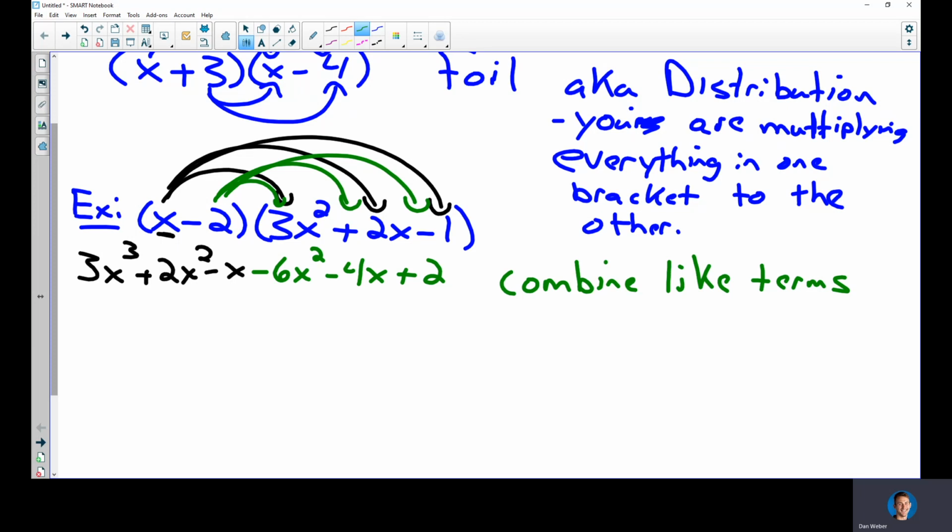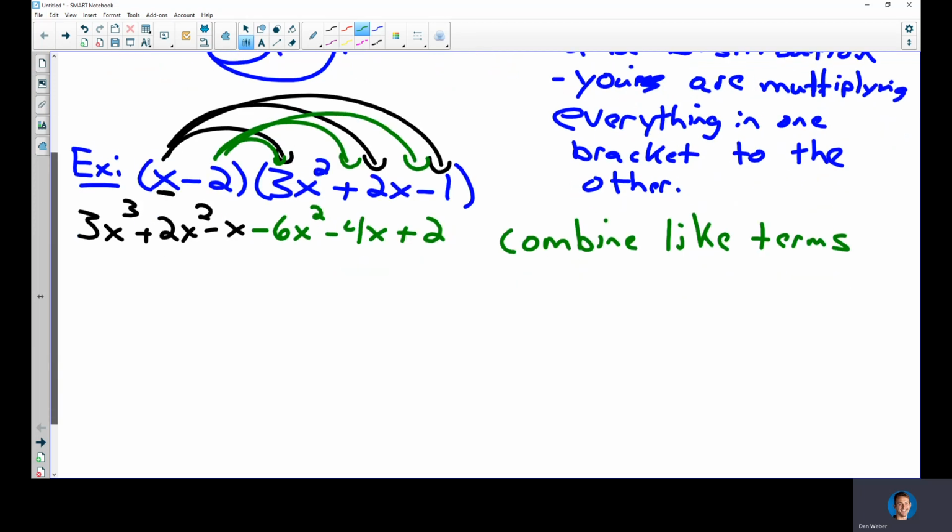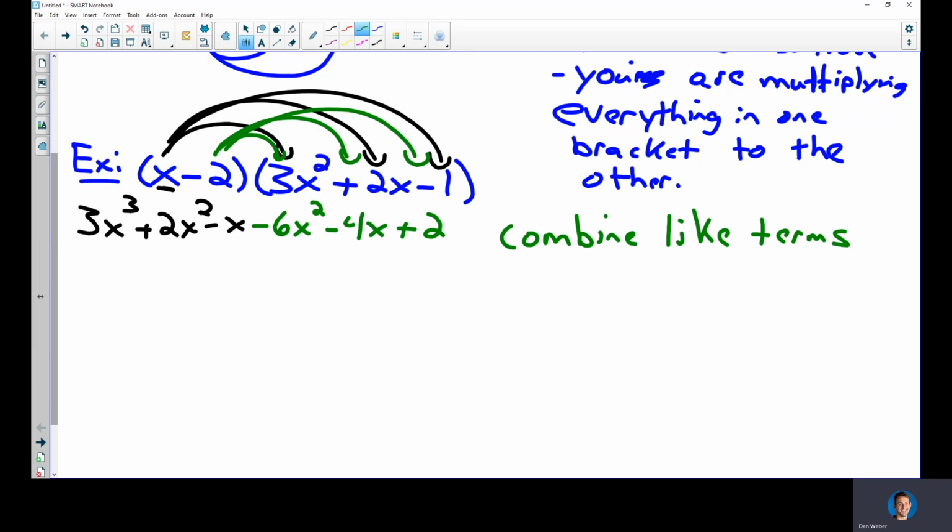Why do they call them like terms and not alike terms? It messes with me, because I don't know. Are they similar? That's fair. So like terms, or alike, whatever. It's 2020, I don't judge.